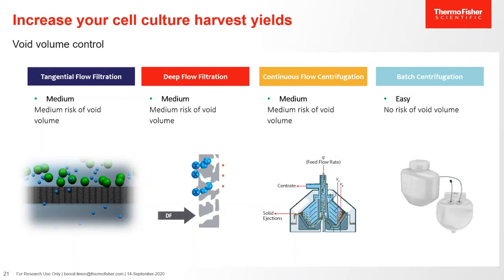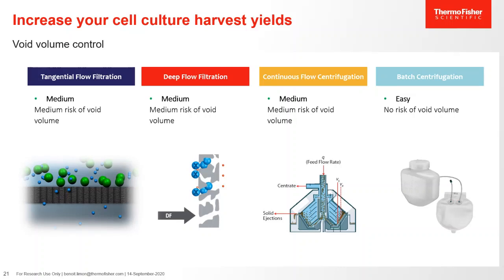In case of tangential flow filtration, we are thinking the control is medium, and there is a medium risk of a void volume. In a deep flow filtration, the same applies as well. In a continuous flow centrifugation, we are also thinking the control is medium, and also there is a medium risk of void volume. This is mainly related to the nominal volume of the continuous flow rotor.